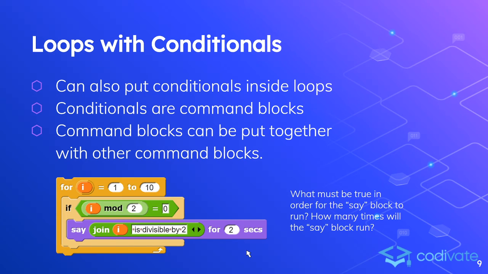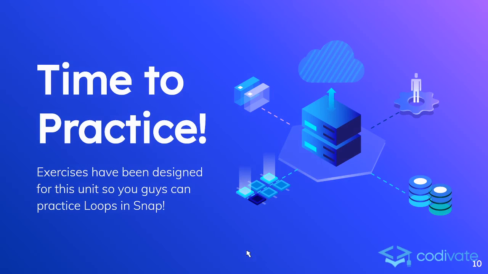Loops with conditionals. You can also add conditionals inside a loop. Conditionals, as you remember, are also known as command blocks, and command blocks can be put together with other command blocks. So in this example, what must be true in order for the say block to run? How many times will the say block run in this example? Now we can move on to the exercises.